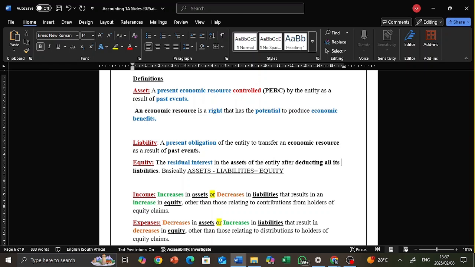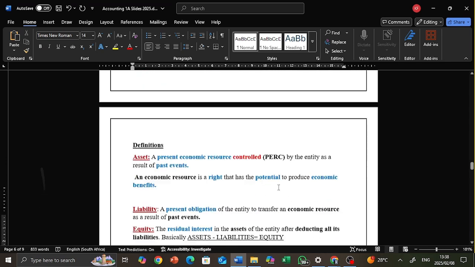The 500 rand that you owe Pick and Pay for the groceries that you purchased on credit, your liability is 500 rand. And then your equity is your assets. I've even written it here. If you want a quick way to know what your equity is, it's your assets minus your liabilities. It's even a reversal of the accounting equation.